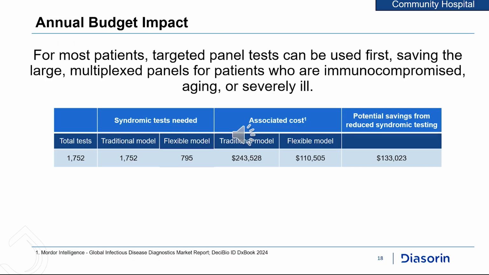This hospital recognized that for most patients, a large multiplex panel first line is not necessary and can be saved for the patients who really need it. This strategy led to over $130,000 in annual savings without compromising care.